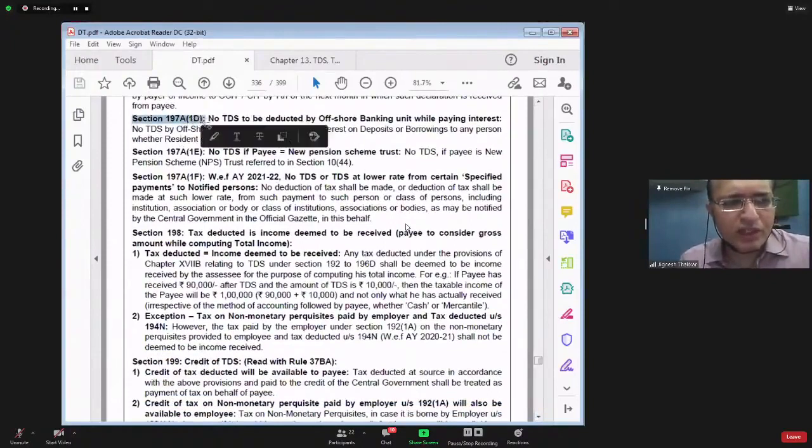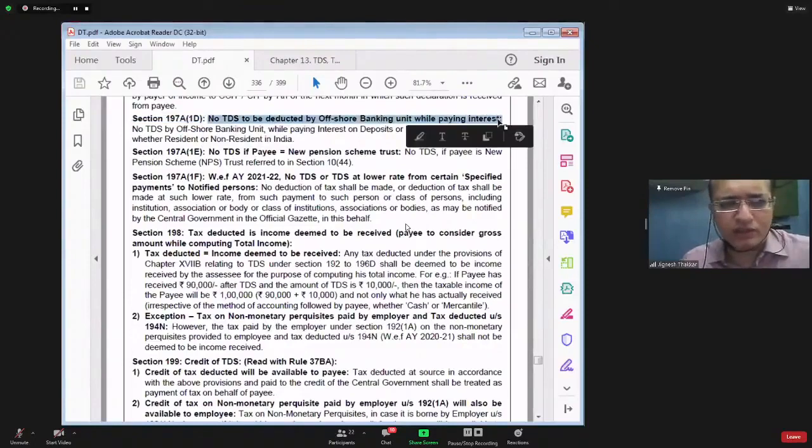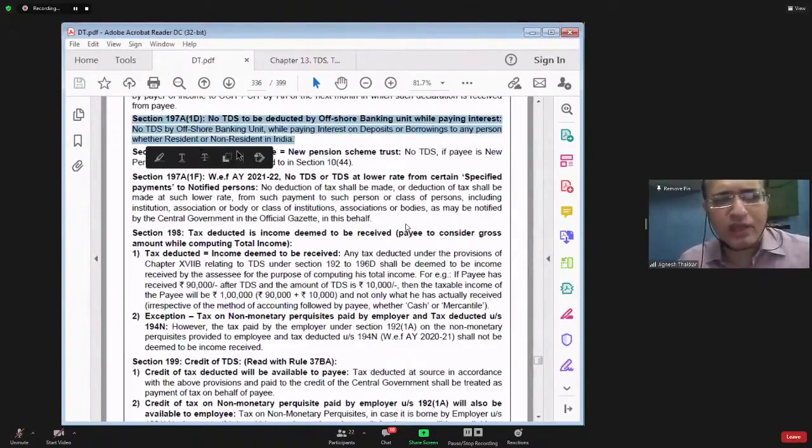197A subsection 1D: no TDS to be deducted by an offshore banking unit while paying interest. This is not an important section for you. Offshore banking unit will not deduct any TDS.